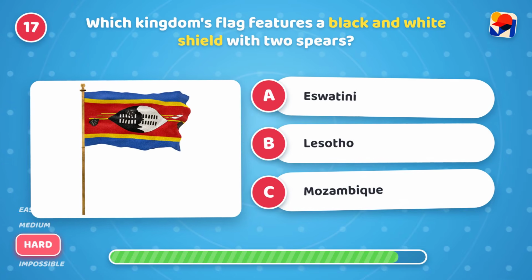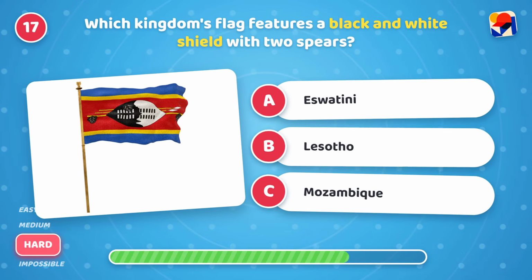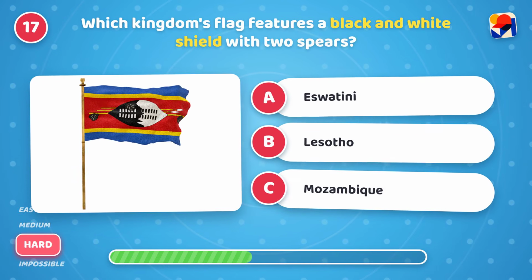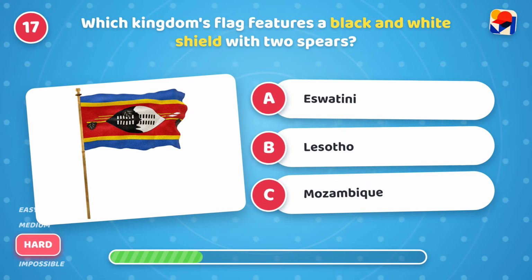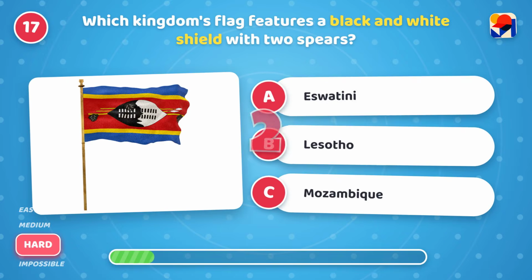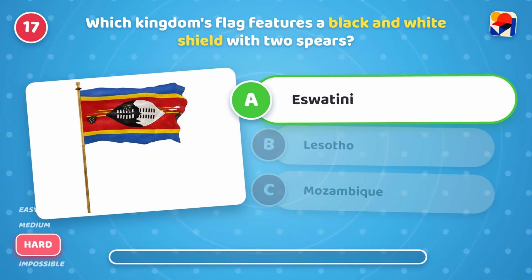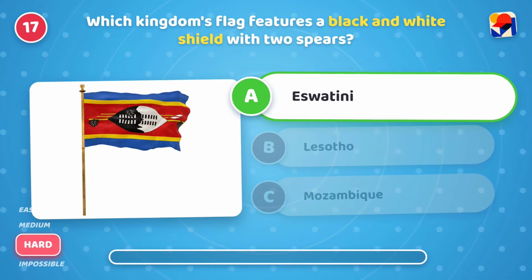Which kingdom's flag features a black and white shield with two spears? Is it A, Eswatini, B, Lesotho, or C, Mozambique? It's A, Eswatini. The shield symbolizes national protection.